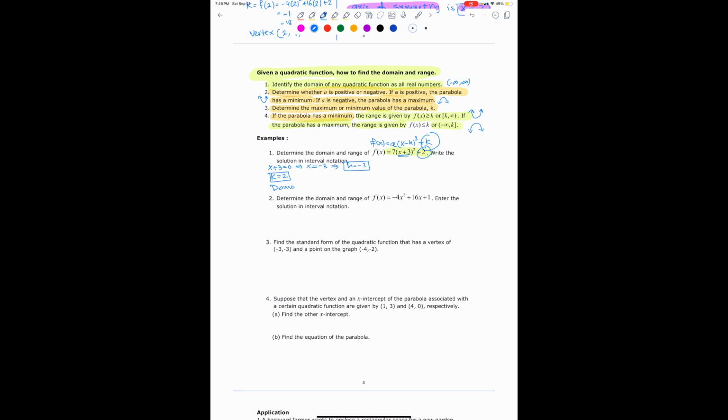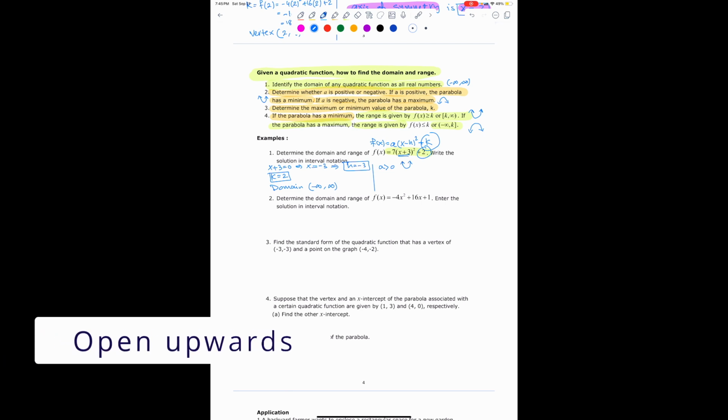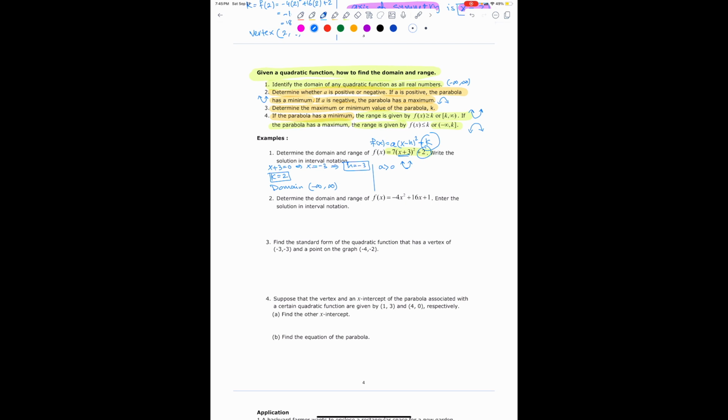The domain of the given function is from negative infinity to positive infinity. Now, since a is positive, the parabola is going to open upwards, and the range is going to start from k and go all the way to positive infinity. So the range is going to be a closed bracket from k, which is 2, all the way to positive infinity. Because if you scan it from the bottom to the top, the first value you're going to see is the k value, and then the function is going to continue to infinity.